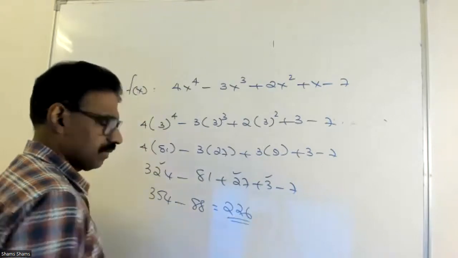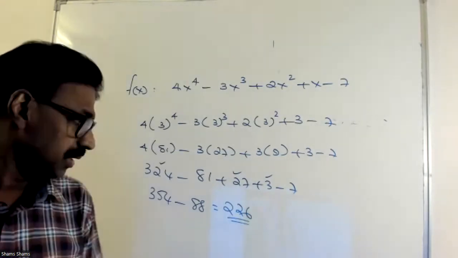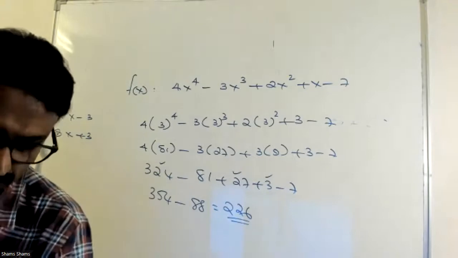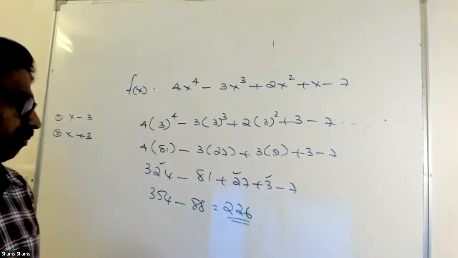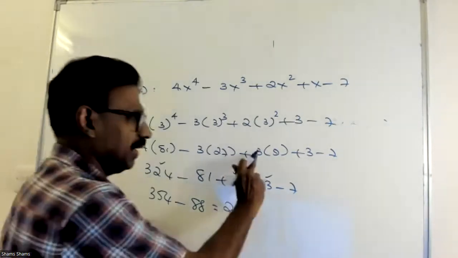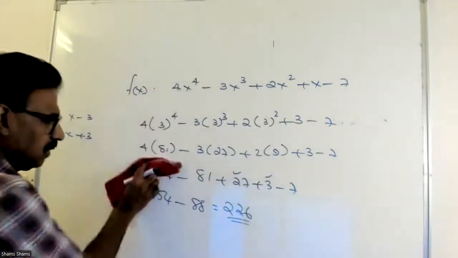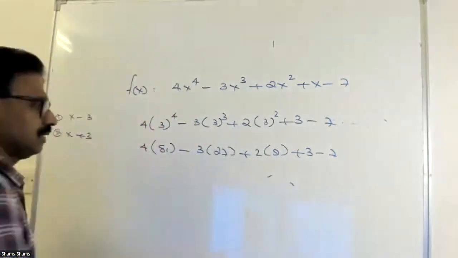Correct or no? Is it okay? Sabida, is it correct? No, sir, not 200. Sir, isn't it 2 into 9? In the second step you wrote 3 into 9, but it should be 2 into 9. You're right, it should be 2. Okay, I corrected.